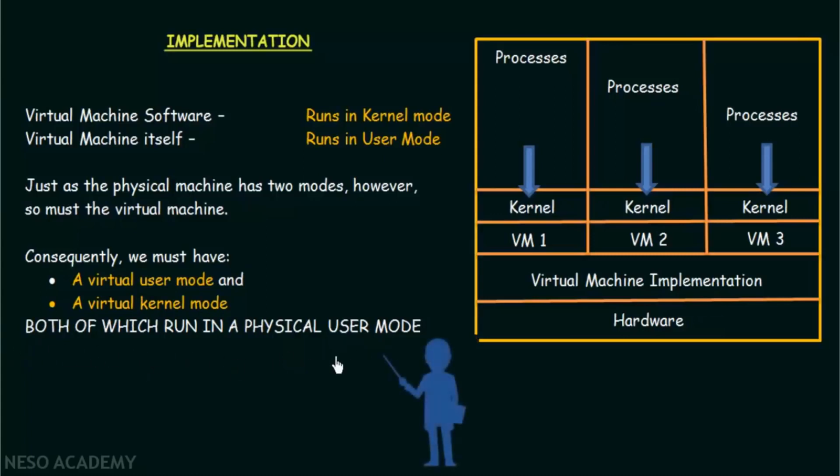This is very important because I already told you that the virtual machine itself runs in the user mode. The virtual machine itself is running in the main physical user mode of the system. Inside this we have the virtual user mode and virtual kernel mode, but keep in mind that the virtual machine itself is running in the physical user mode. So the virtual user mode and virtual kernel mode that we have inside run in the physical user mode. So that is how the virtual machine is implemented.